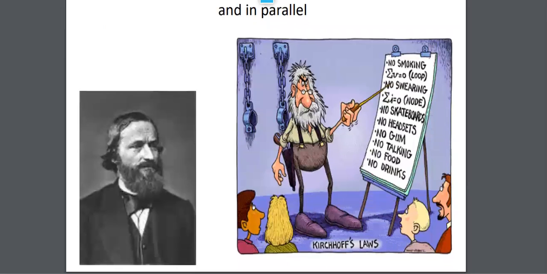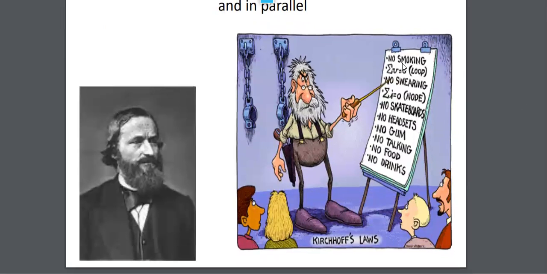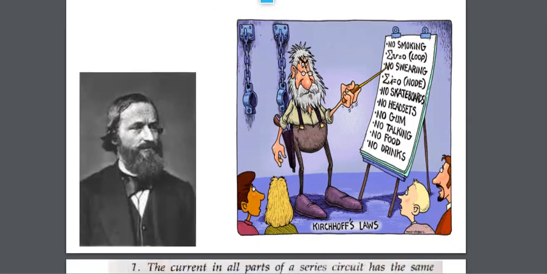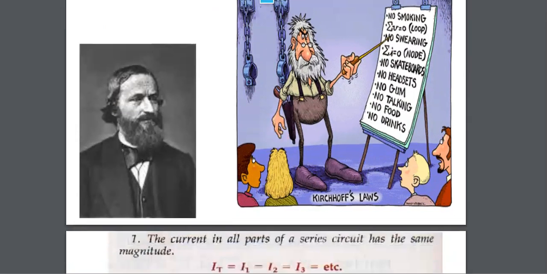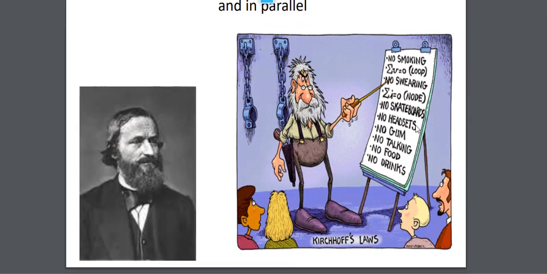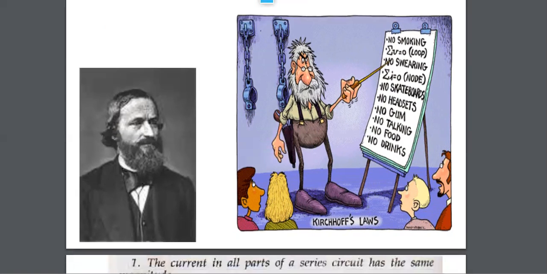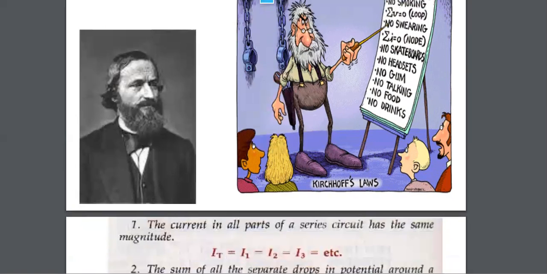These are some other lesser known Kirchhoff's laws. Kirchhoff also had a law against smoking and swearing. And of course, the sum of the volts around any loop is zero and the sum of the current in a node is zero. But also no skateboards, no headsets, no gum, talking, food, or drinks. And the students are like, did he have some chains back there, a pistol on his hip? Don't mess with Kirchhoff, okay? He meant business. I really don't know. I think that's the point of the caricature, right? They've exaggerated some of the Kirchhoff's laws there. So, Gustav Kirchhoff.